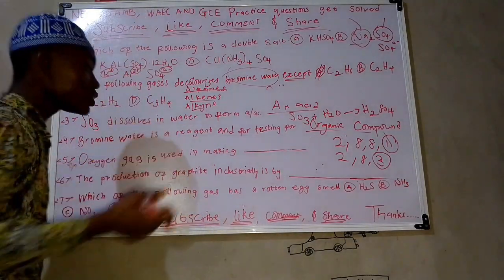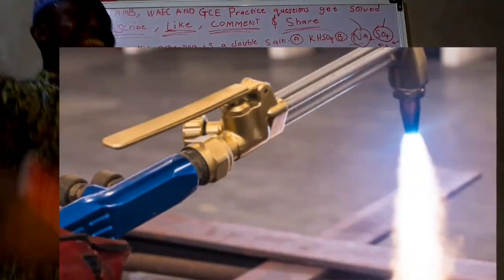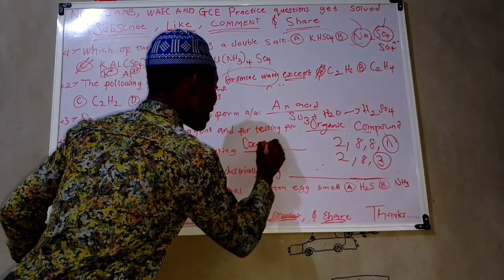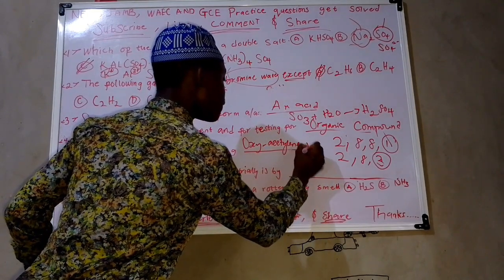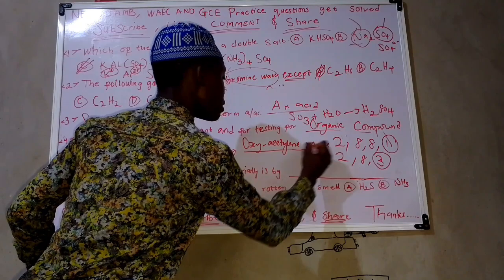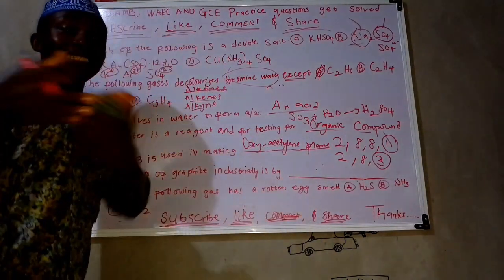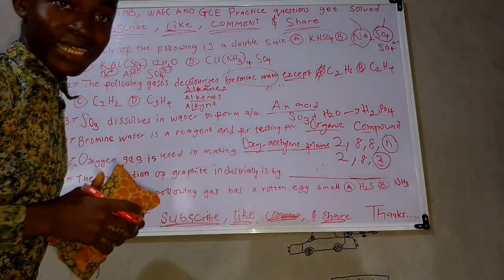Oxygen gas is used in making blank. Oxygen gas is used in making oxyacetylene flames. And this particular flame is used in the industry for cutting metals. Okay, it's used for cutting metal. Let's move to the next practice question.